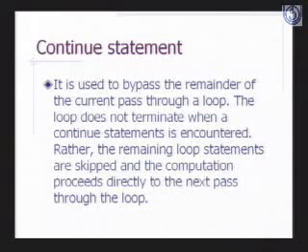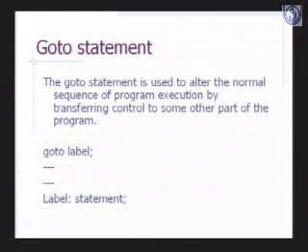It is just bypassing that particular pass only, and later another value is fetched and the loop is continued. Rather, the remaining loop statements are skipped and the computation proceeds directly to the next pass through the loop. So in order to achieve these kinds of requirements in C programming, we should introduce the continue statement. Then there is a statement called the goto statement.